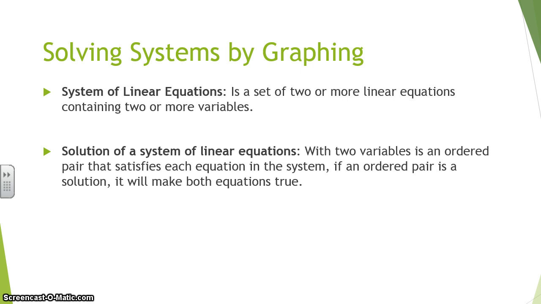A system of linear equations is a set of two or more linear equations containing two or more variables. A solution of a system of linear equations with two variables is an ordered pair that satisfies each equation in the system. If an ordered pair is a solution, it will make both equations true. So let's do some examples working with systems of linear equations and solutions of systems of linear equations.